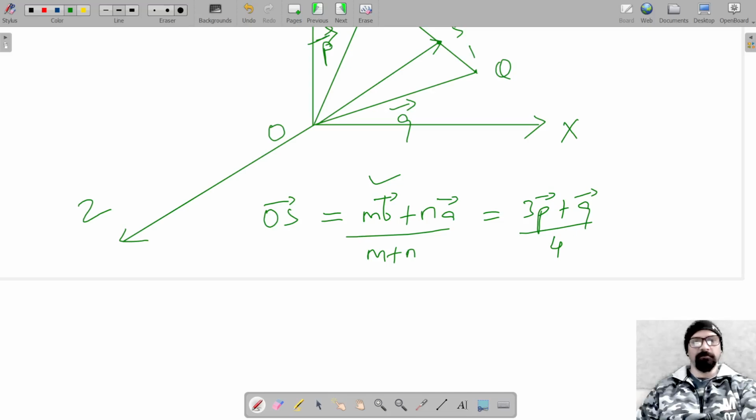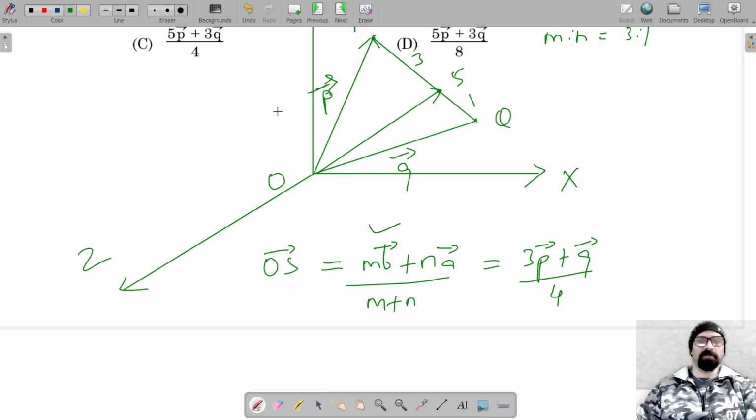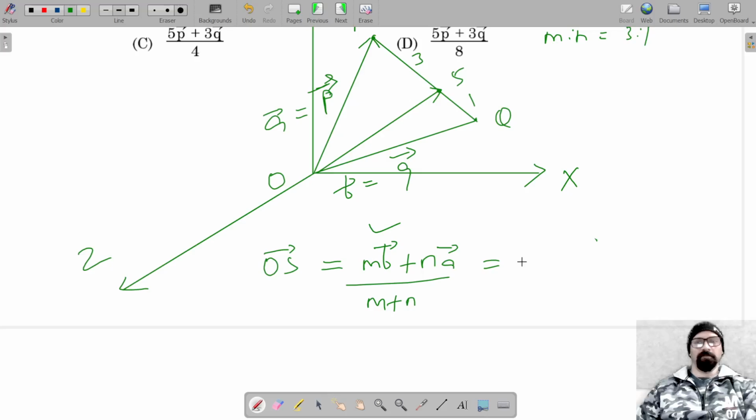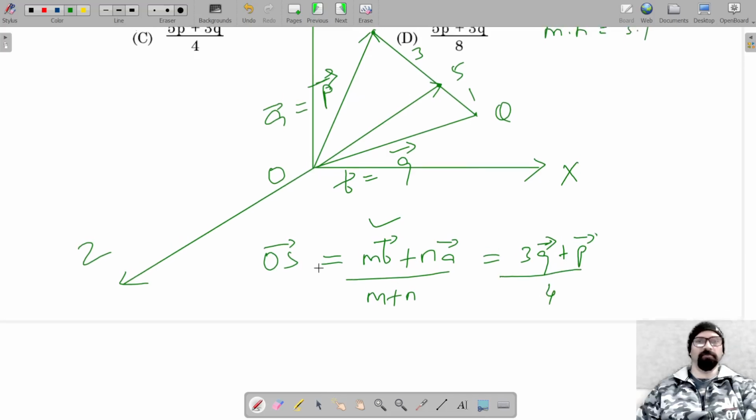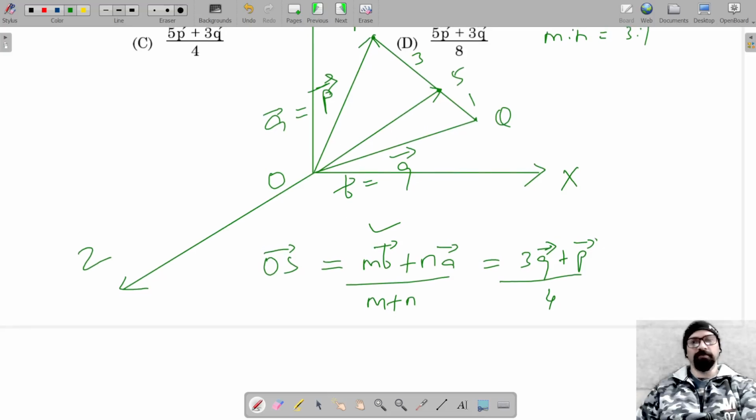Actually, this should be B. So this is our A vector and this is our B vector. So let me just change the values. So this is M, which is 3, into B, which is Q vector, plus 1, N, into A, which is P vector. So this is 3q plus p, and 3 plus 1 is 4. This is the position vector OS: 3q plus p divided by 4.